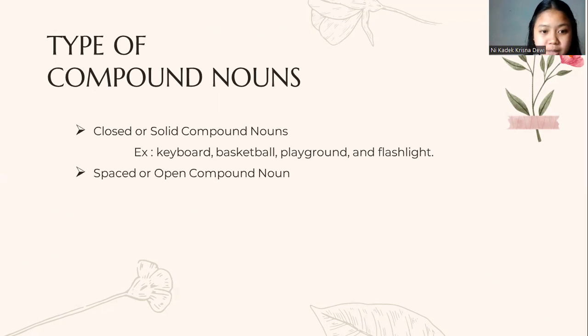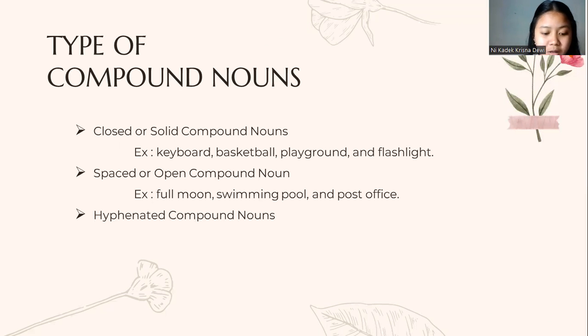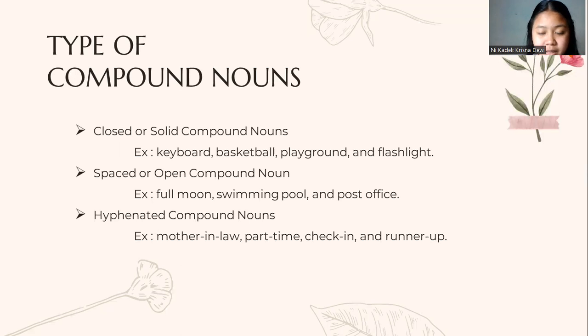The second is space or open compound noun. Space or open compound noun is one in which there is a space between the two words which form a compound noun. The examples are full moon, swimming pool, and post office. And the last is hyphenated compound nouns. Hyphenated compound noun is one in which the two words are separated with the use of a hyphen. The examples are mother-in-law, part-time, check-in, and runner-up.